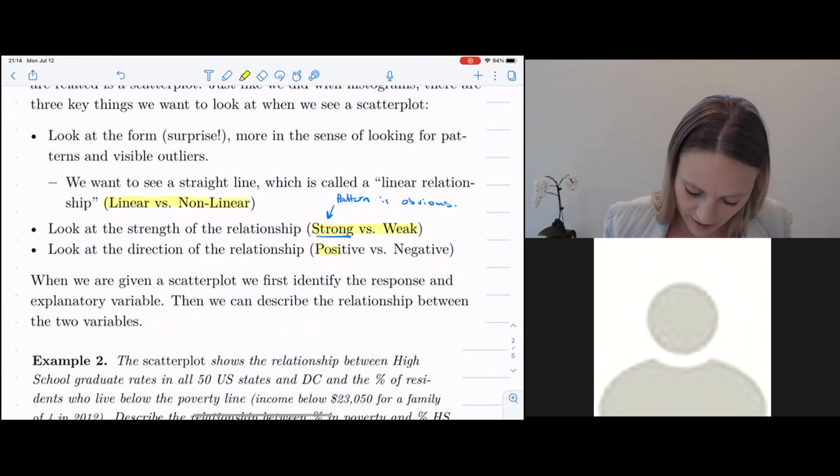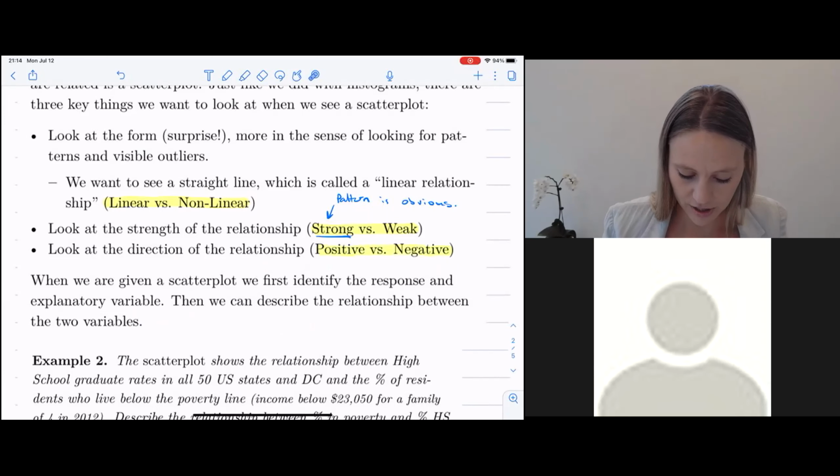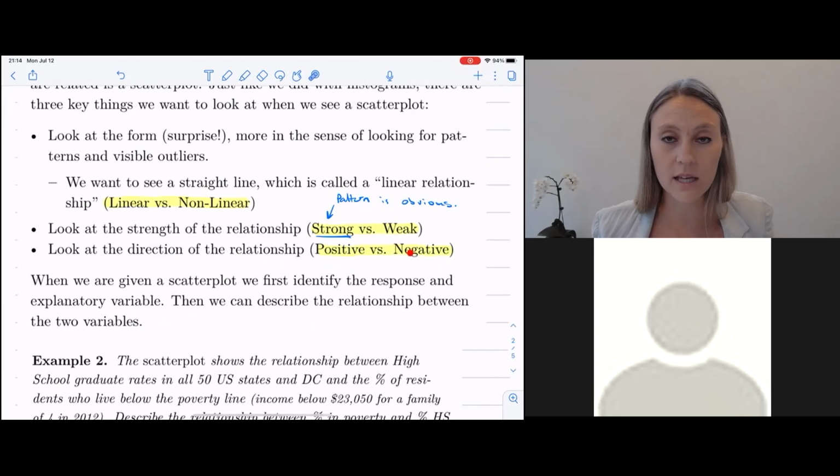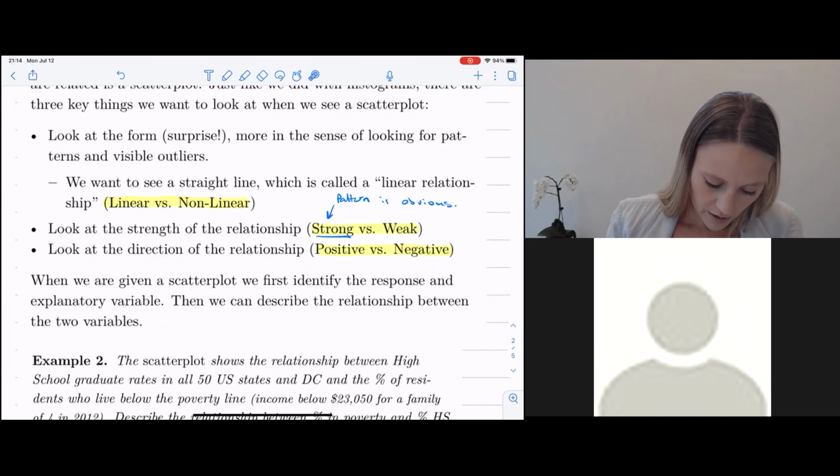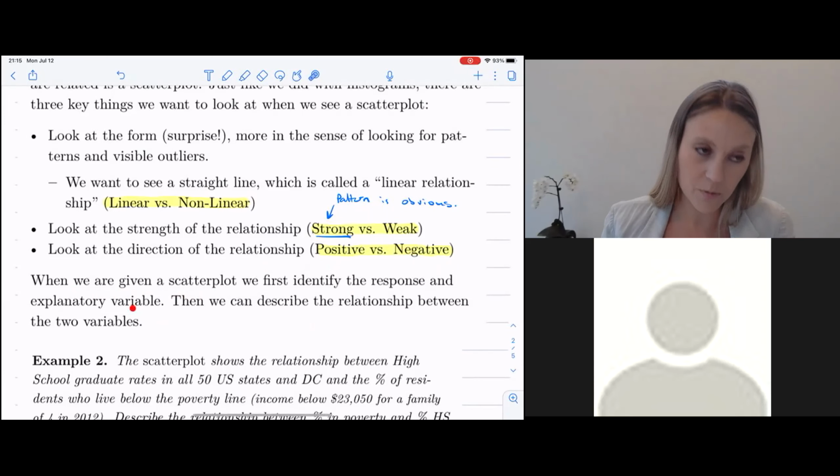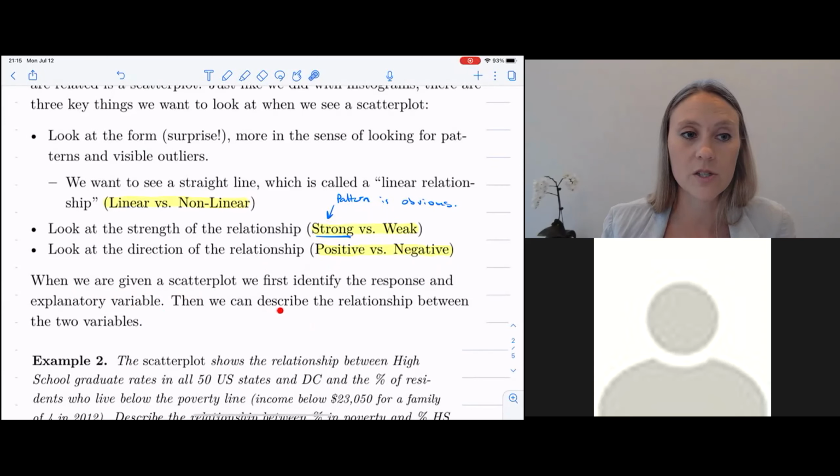So I'll highlight this. We have to touch on each of these three things in order to fully describe the relationship, just like we had to talk about the shape, the center, and the spread to fully describe a distribution. When we're given a scatter plot, we first identify the response and the explanatory variable, then we can describe the relationship between the two variables.